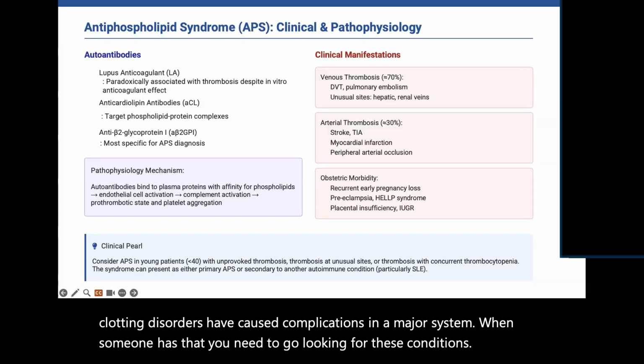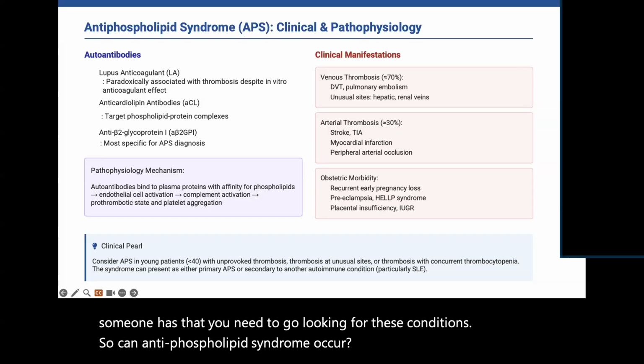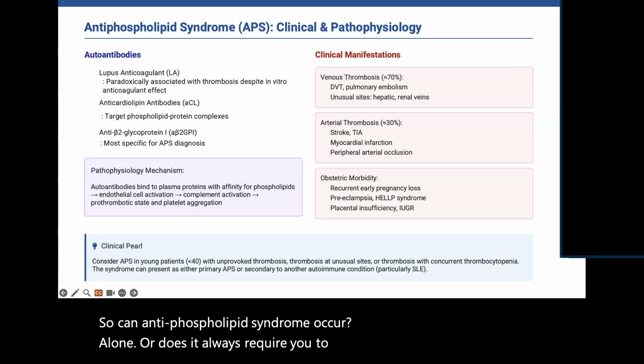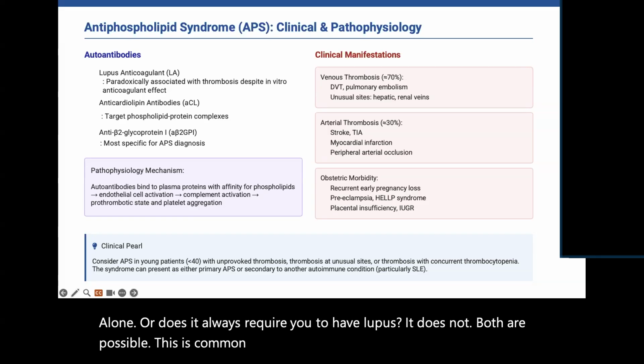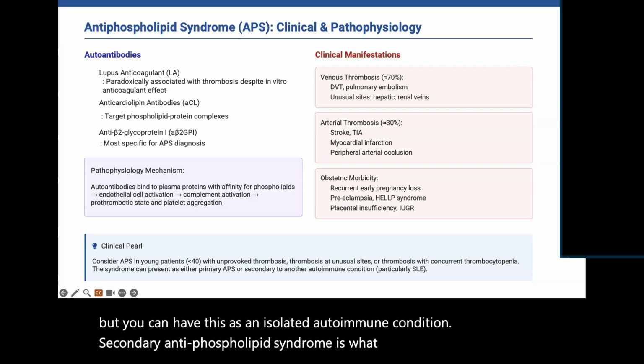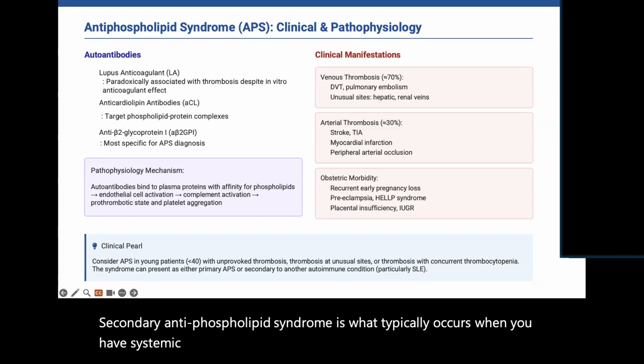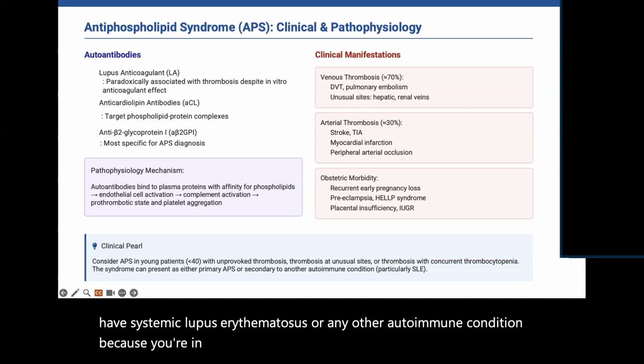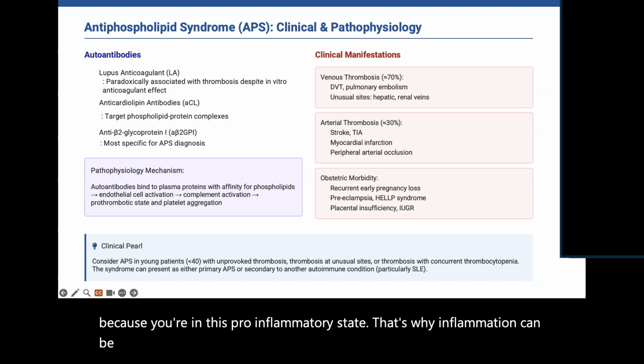So can antiphospholipid syndrome occur alone, or does it always require you to have lupus? It does not. Both are possible. This is more common in people with lupus, but you can have this as an isolated autoimmune condition. Secondary antiphospholipid syndrome is what typically occurs when you have systemic lupus erythematosus or any other autoimmune condition because you're in this pro-inflammatory state. That's why inflammation can be problematic when it runs amok.